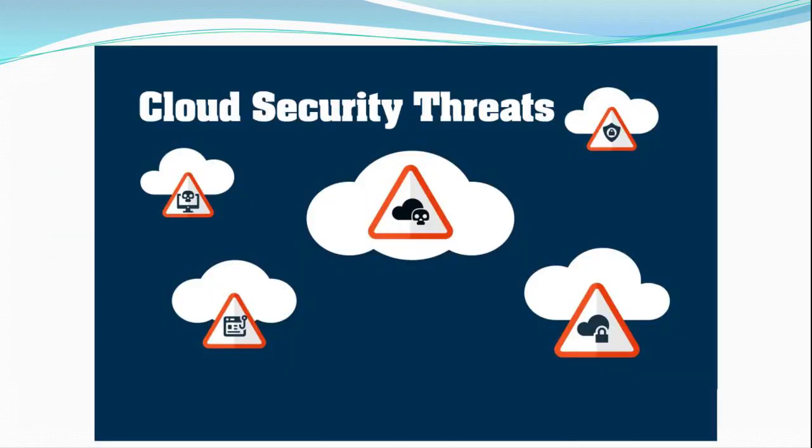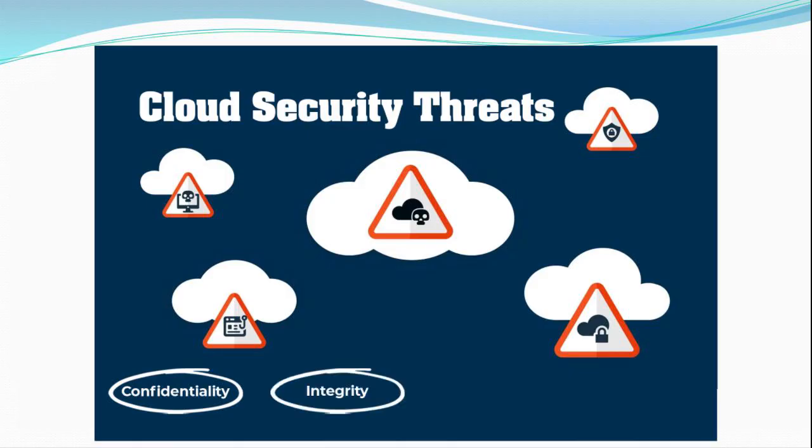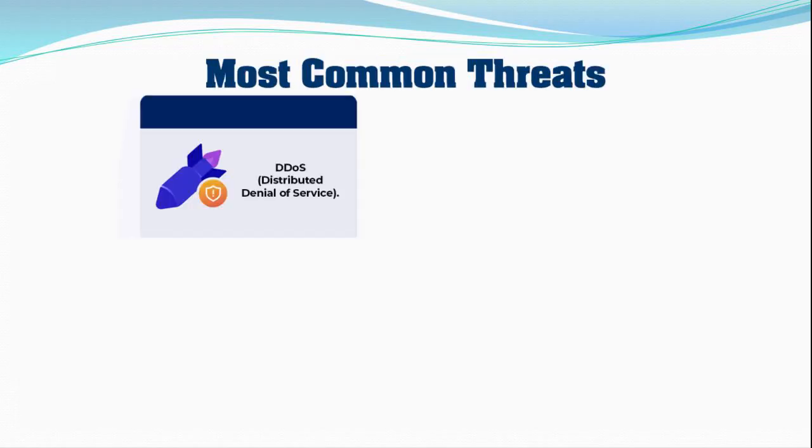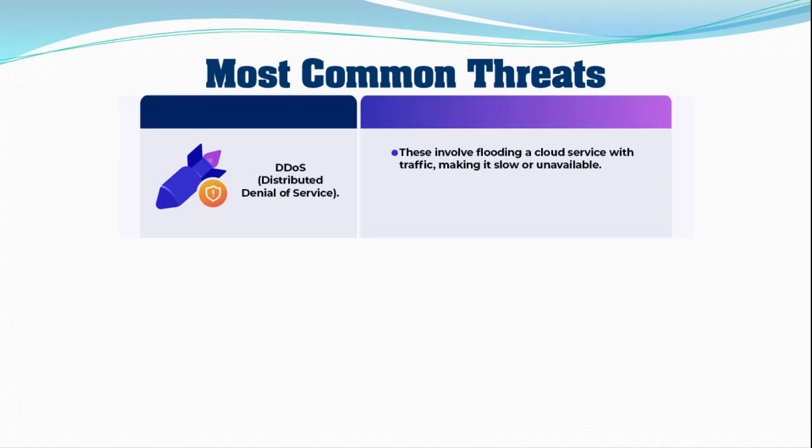To start with, let's know that cloud security threats are potential risks or vulnerabilities that can compromise the confidentiality, integrity, or availability of data and applications hosted in a cloud computing environment. Next, let's break down some of the most common threats. The first one is DDoS, distributed denial of service. These involve flooding a cloud service with traffic, making it slow or unavailable. They target public-facing apps, APIs, or network layers.